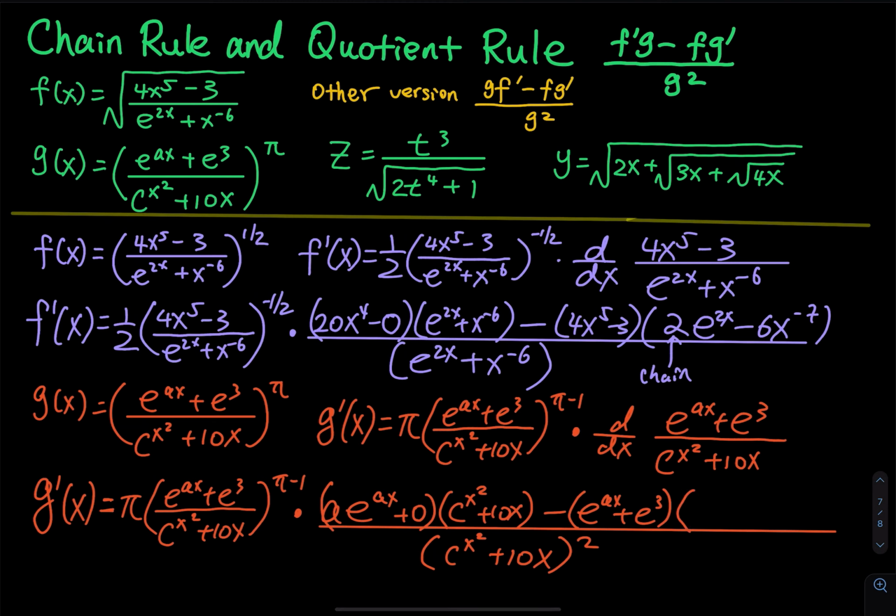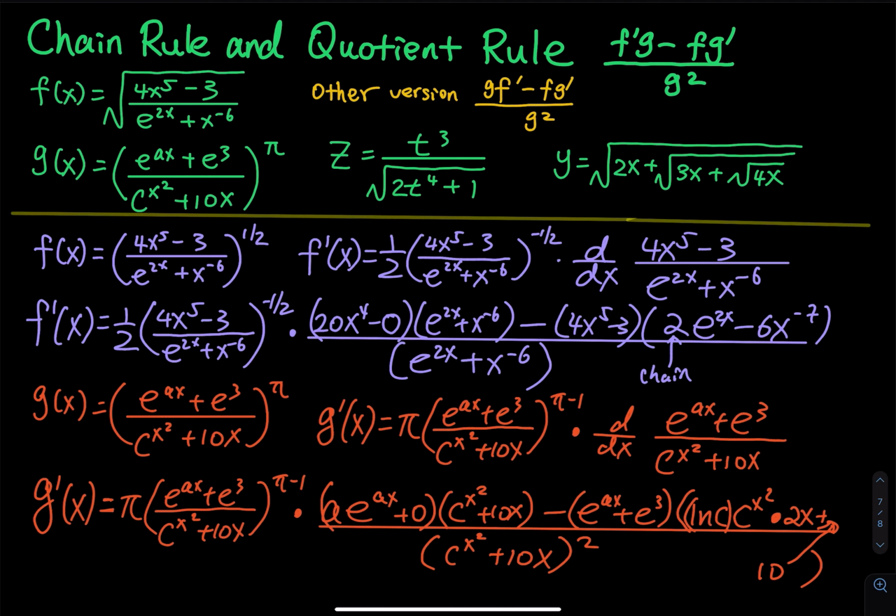Okay, so that one, c to the anything is c to the anything, right? So c to the x squared, and then you have a ln(c). But since there is an x squared, you need to take the derivative of that, which is 2x, and then plus what? Plus the derivative of 10x, which is 10. All right, so that's the answer to the second function.